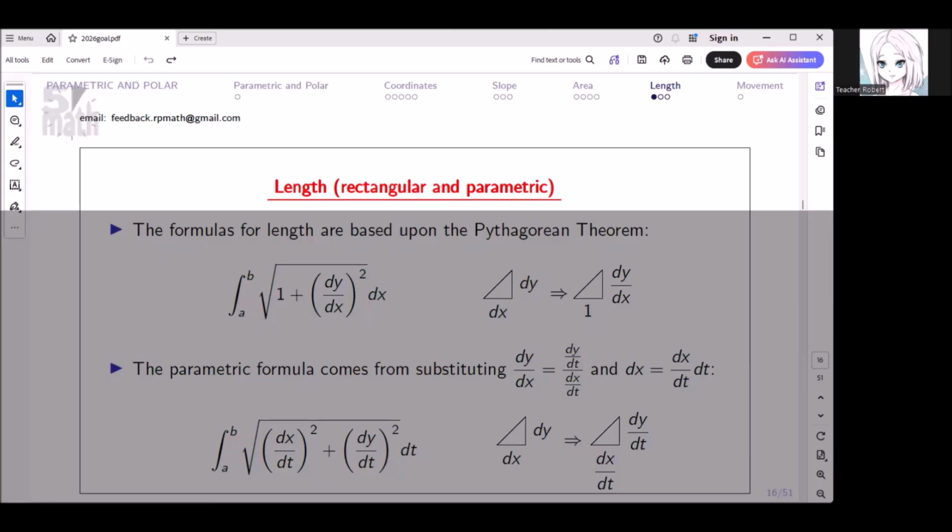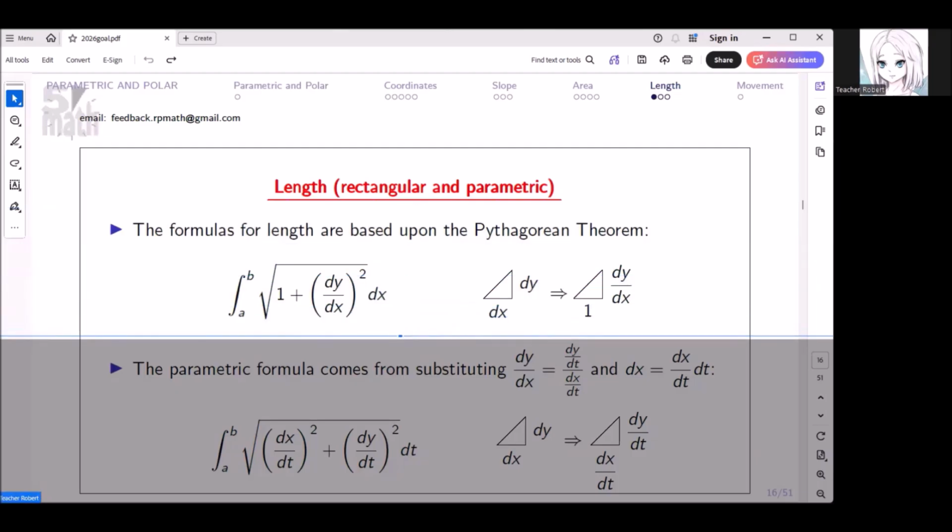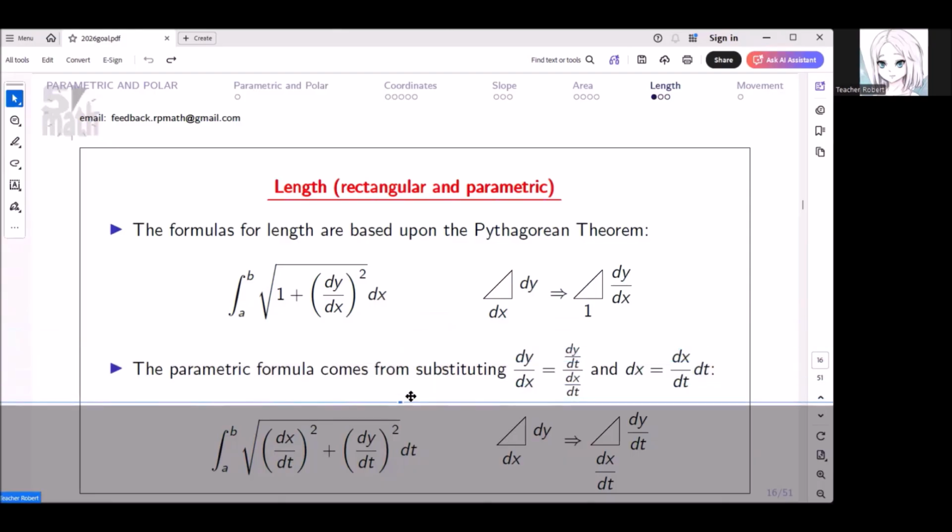Length, rectangular and parametric. The formulas for length are based upon the Pythagorean theorem. The parametric formula comes from substituting dy/dx equals this and dx equaling this.